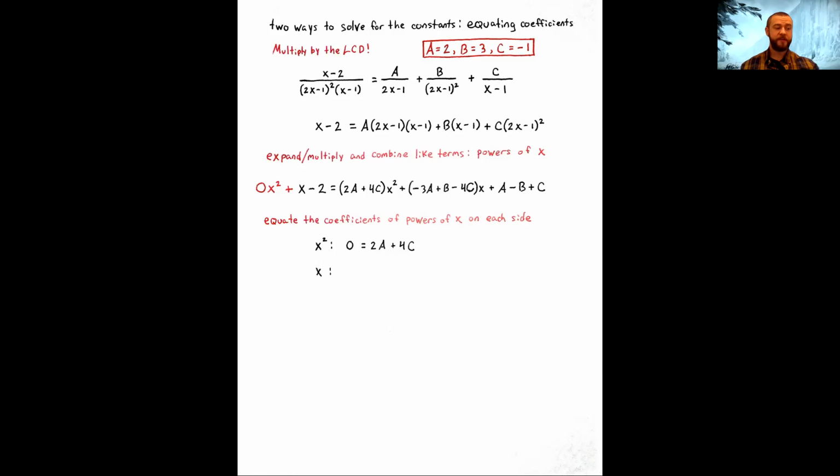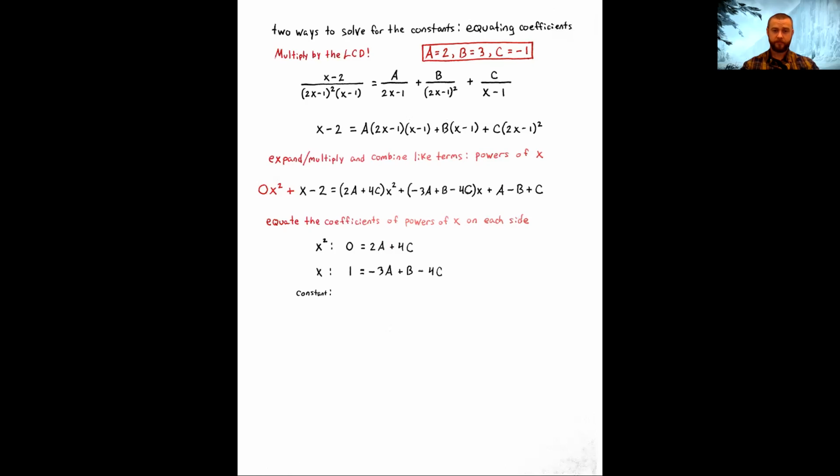Next, we're going to equate coefficients of x on both sides. On the left, x has a coefficient of 1. On the right side, x has a coefficient of negative 3a plus b minus 4c. So we get our second equation, equating the coefficients of x on both sides, 1 on the left, and then negative 3a plus b minus 4c on the right.